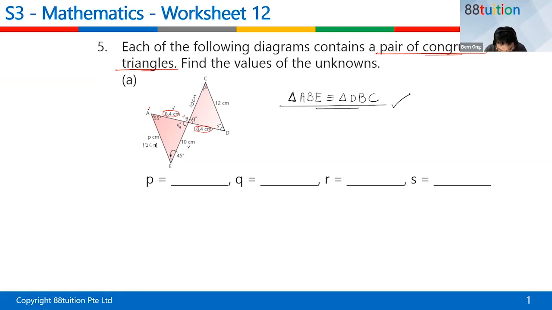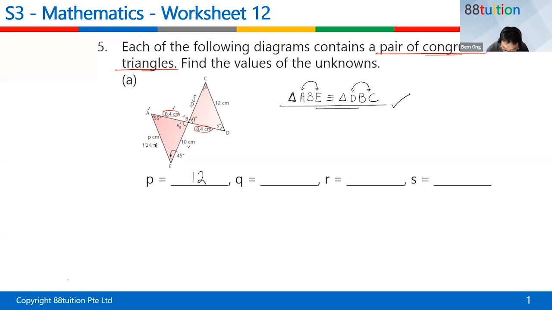So down here, they're looking for P. P is actually AE. Can you see? P is actually AE. So AE is the same as DC. Follow the pattern. AE is equal to DC. So DC is 12 cm. Down here is 12. You can do that.